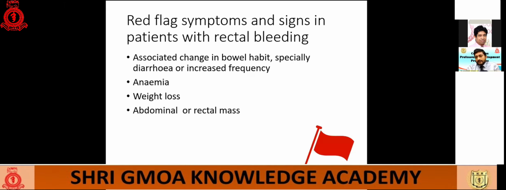In the history, what are the red flag signs? When a patient comes with PR bleeding, if they have these four or five signs and symptoms, you have to be cautious, because this may be a presentation of a more sinister pathology like cancer. If a patient comes with PR bleeding with alteration of bowel habits, especially diarrhea and increased frequency, or PR bleeding associated with significant anemia, weight loss, or abdominal or rectal masses, it should be taken seriously. These are called red flag signs.